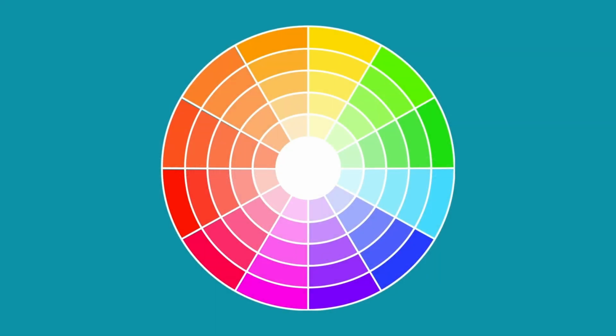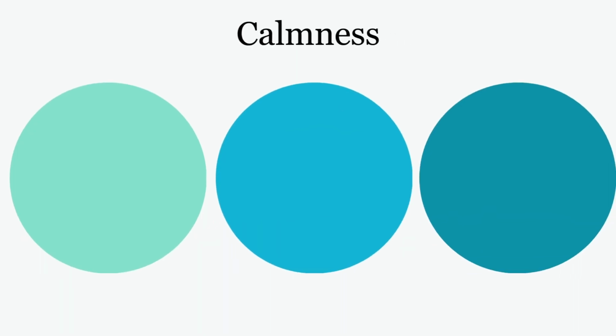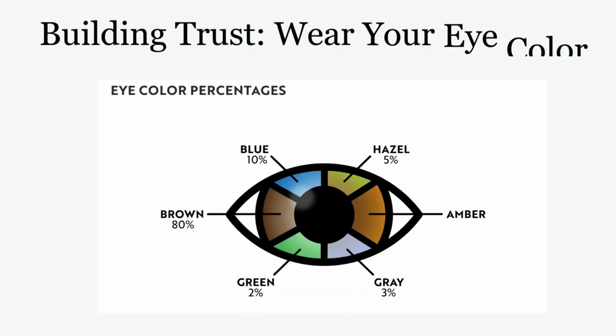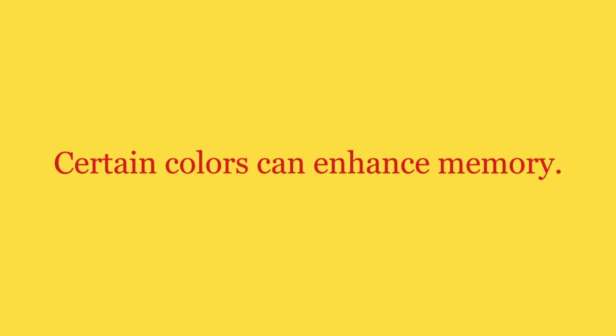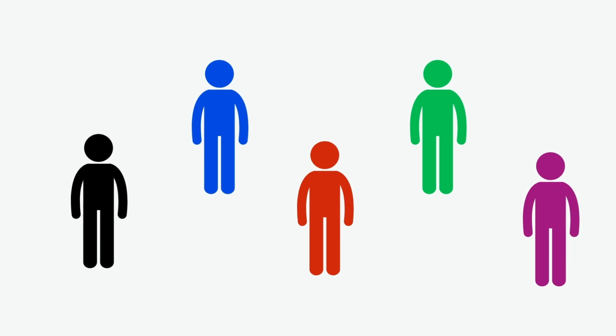1. Understanding the role of color and its effect on learning. Wall color: soft greens, blues, or teals for calmness. Wearing color for trust building, eye color. Memory-enhancing colors: experiment with different colors such as yellow paper with red ink, color rather than black and white.